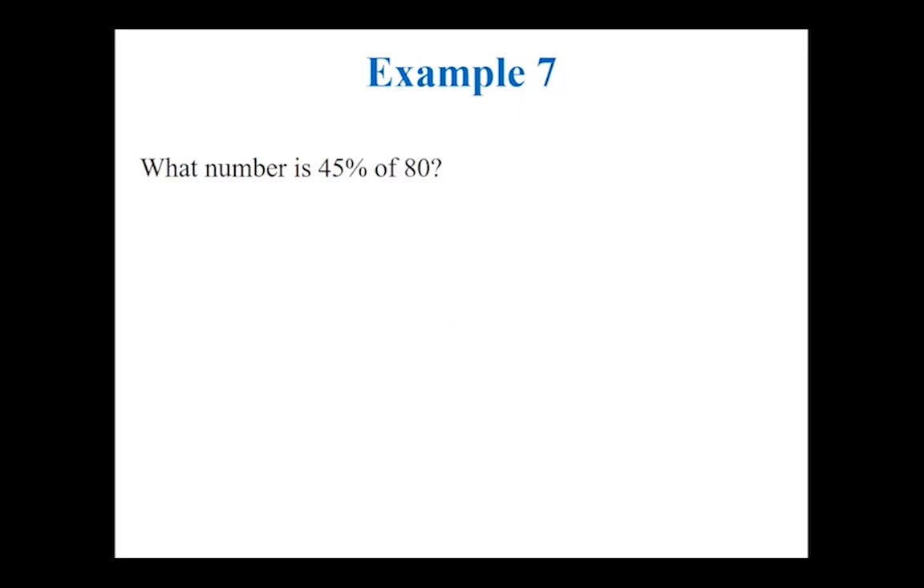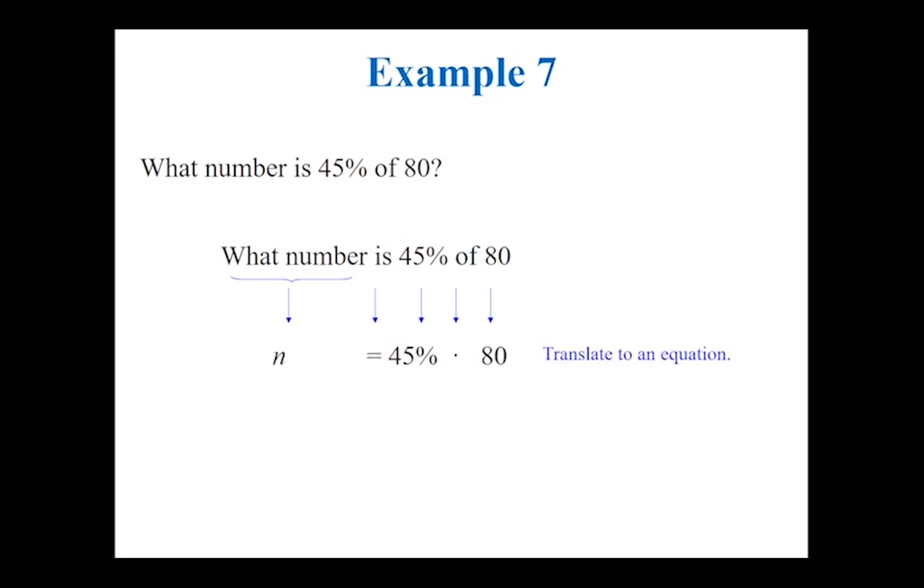Okay. So what number is 45% of 80? We start by making our changes into an algebraic sentence, into an equation. And why is it an equation? Because is means equals, and equals is an equation. If there was no equals, it would be an expression. So what number, n, is equals 45% of multiply 80.